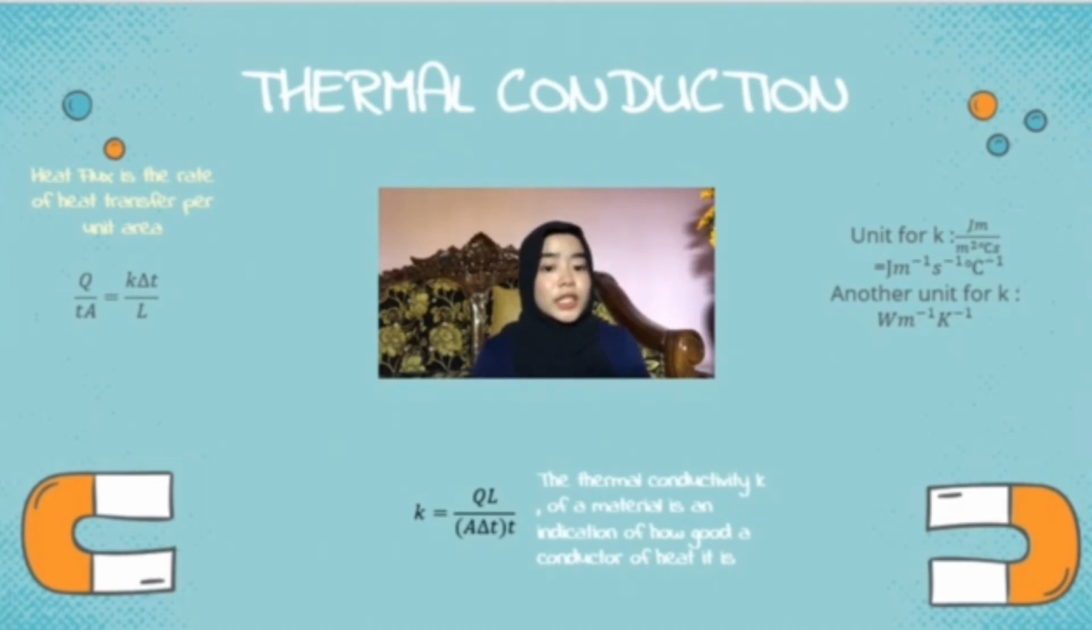From this equation, we rearrange the equation with k as the subject, and then we get k = QL over A delta T times t. The thermal conductivity k of a material is an indication of how good a conductor of heat it is. Lastly, the thermal conductivity has two units as shown in the slide.